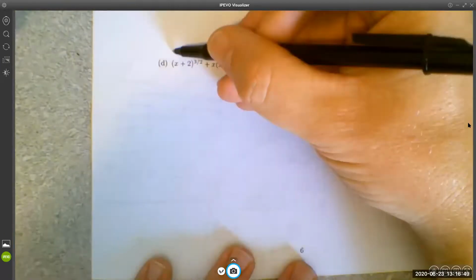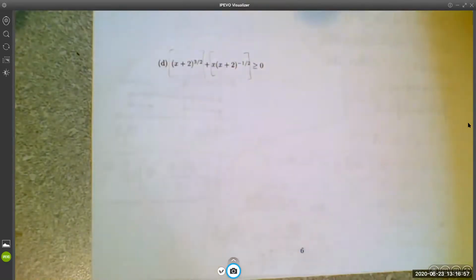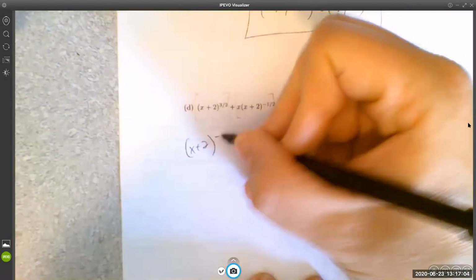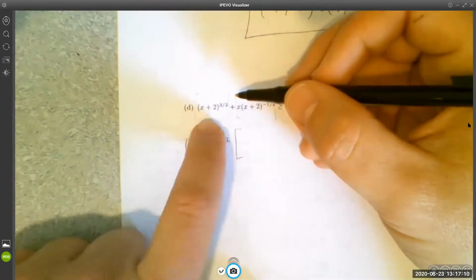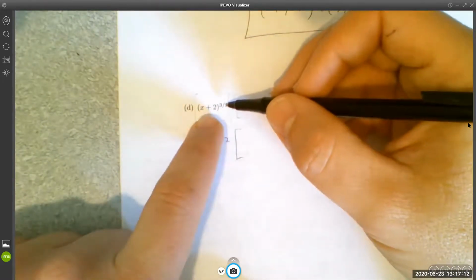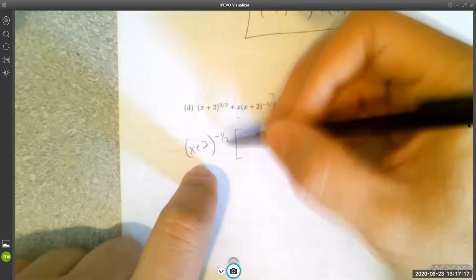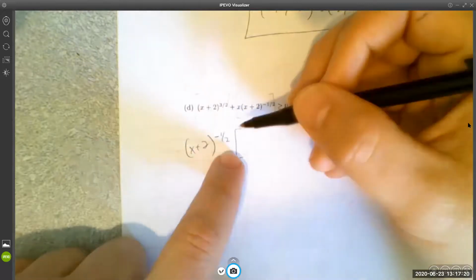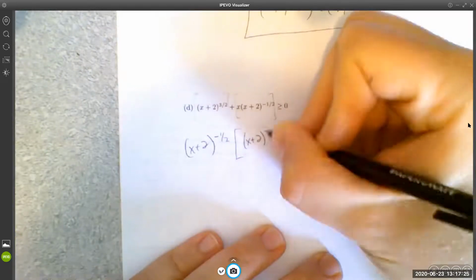Right? We've got two terms there, and they both have a factor of x plus 2 in common. So we can take out an x plus 2 to the smallest exponent, -1/2. If we do that, we're going to be left with x plus 2 to the 3/2 divided by x plus 2 to the -1/2. Well, 3/2 minus -1/2, that's 3/2 plus 1/2, that's 4/2, which is 2. So we're going to be left with x plus 2 squared.